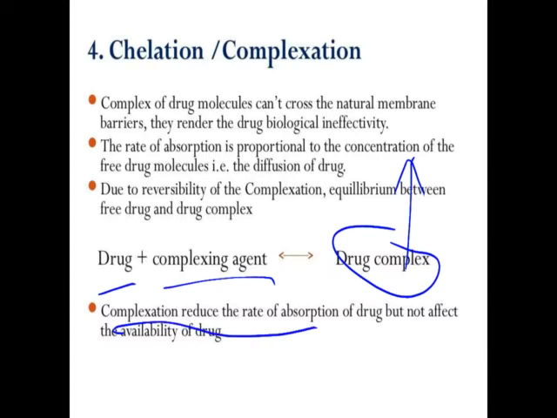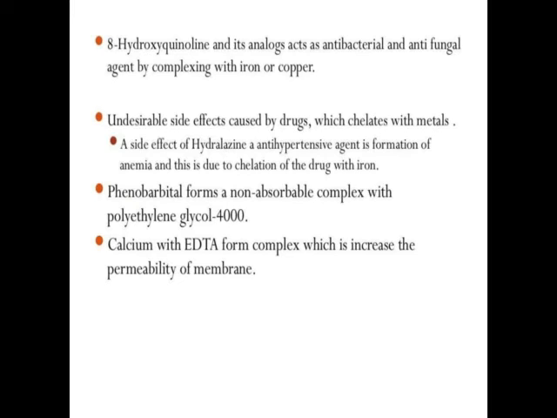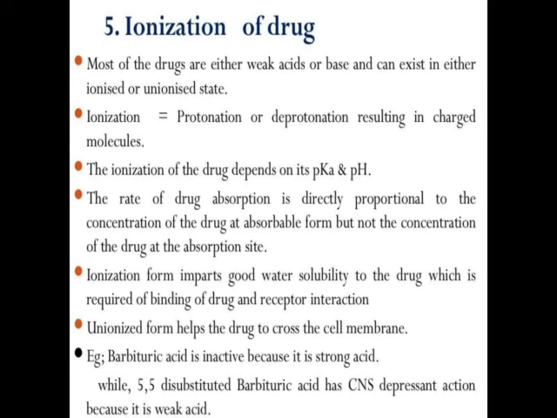So complexation reduces the rate of absorption of drug, but it will not affect the availability of the drug. So these are some importance of chelation. We are giving the antidote for metal poisoning. One example is dimercaprol, penicillamine, phenobarbital, calcium and NADH complex, which increases the permeability of membrane.